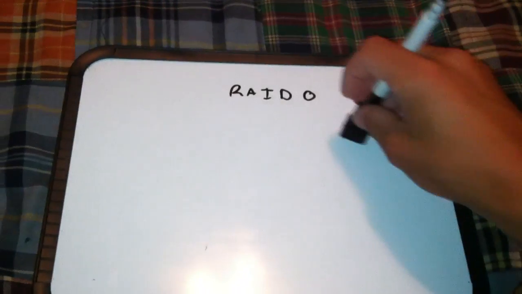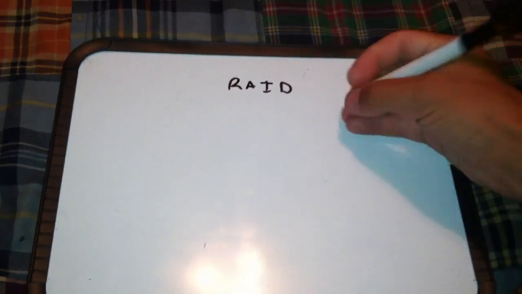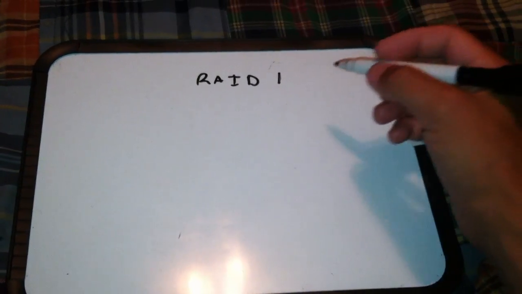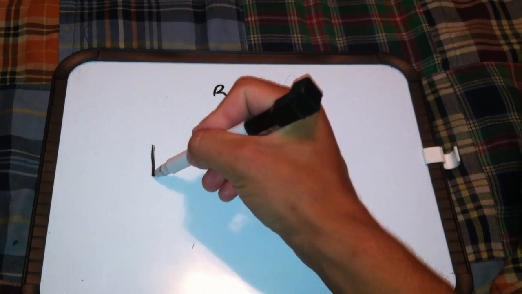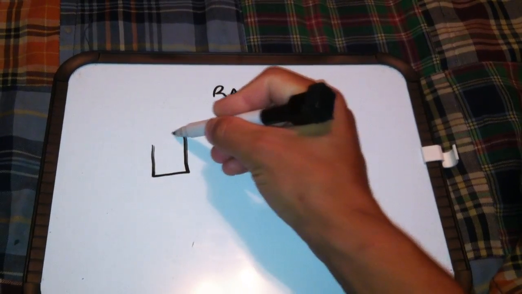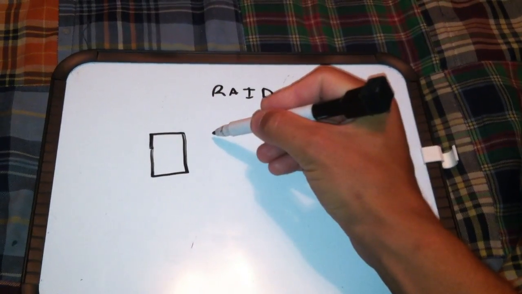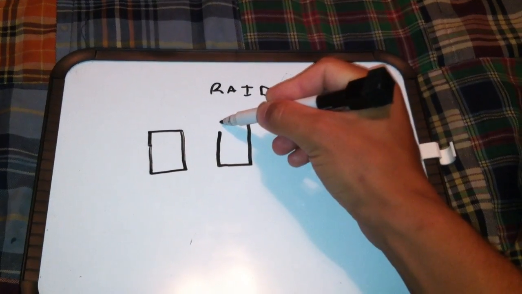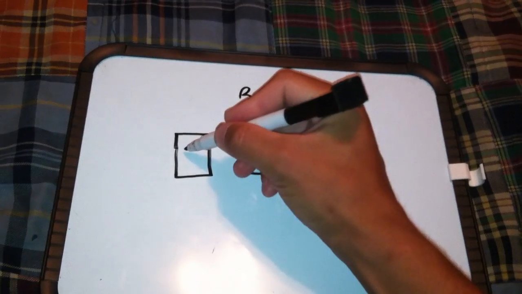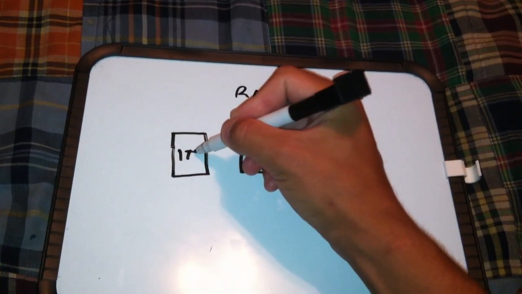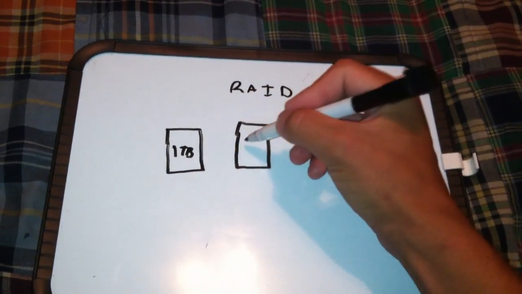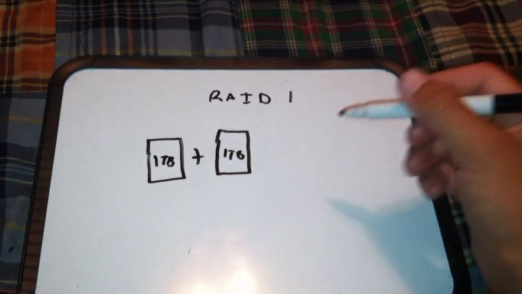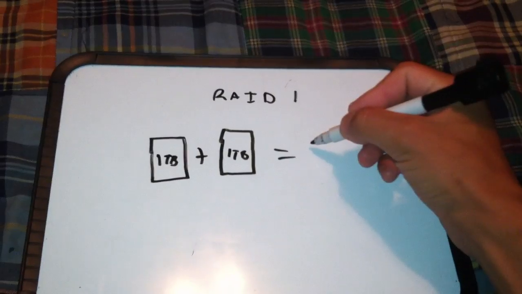So now we're going to go ahead and explain RAID 1. RAID 1 is simple. Normally you only have 2 hard drives in RAID 1. I would imagine you could put more. I don't know why you would want to, but let's say you have a 1 terabyte and another 1 terabyte. So you add these together and your outcome is 1 terabyte.